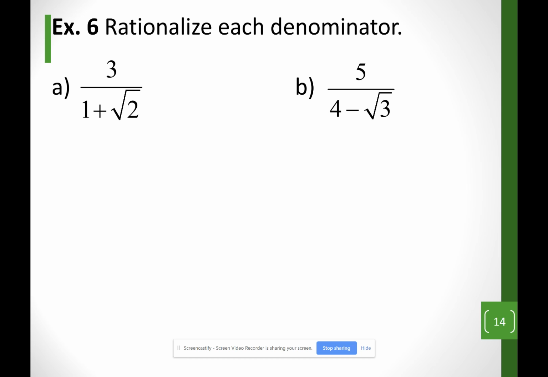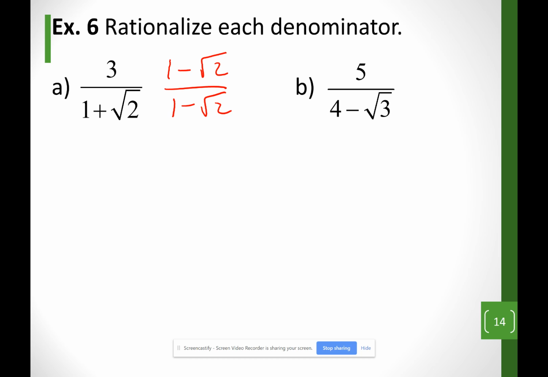Now, in rationalizing, if we happen to have a plus or minus at the bottom, I'm not just going to multiply both sides by radical 2 because I will not get rid of the radical. Looking at example A, I will, in this case, multiply top and bottom by 1 minus radical 2. Basically, the sign that I have to begin with, I'm going to write the opposite. So if I had a minus, I will write plus.